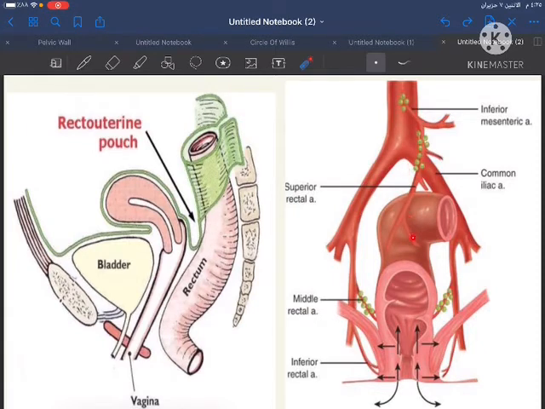The blood supply of the rectum is from the superior rectal artery, which is considered a terminal branch of the inferior mesenteric artery and provides blood supply to the mucosa of the rectum; the middle rectal artery, which also provides blood supply to the muscular coat; and the inferior rectal artery. The inferior rectal artery is a branch of the internal pudendal artery and also provides blood supply to the lower part of the rectum. The superior rectal artery anastomoses with the middle and inferior rectal arteries.